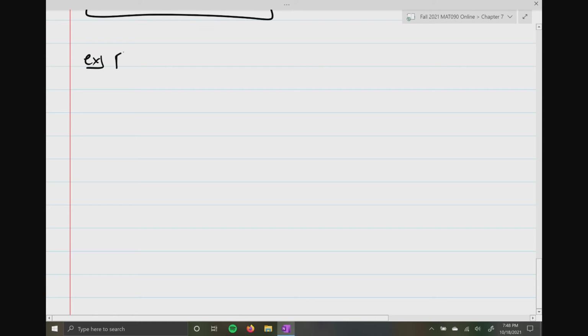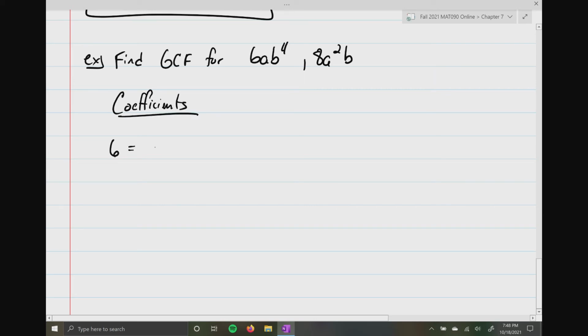All right, so find the GCF for 6ab to the fourth, comma, 8a to the second b. Okay? So, like I said, keep it simple. First thing, let's do the coefficients. So we have 6, which is 2 times 3. We have 8. And you know what? I need to put a little space here. 8 is going to be 2 times 2 times 2.